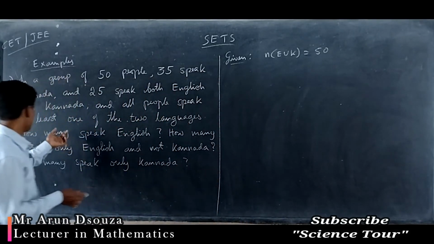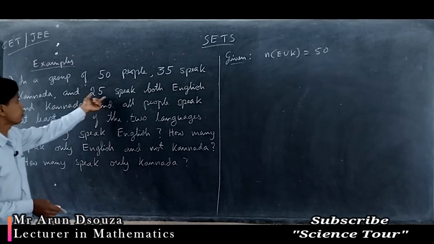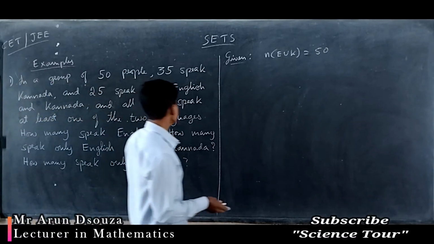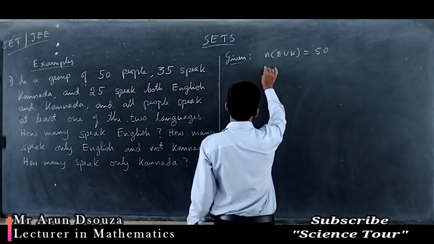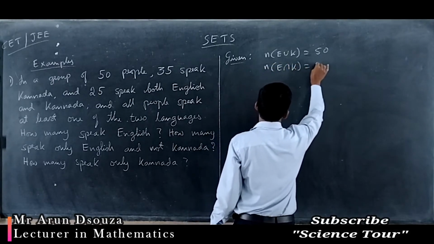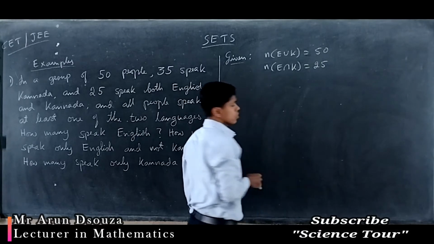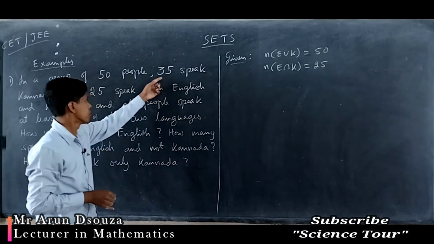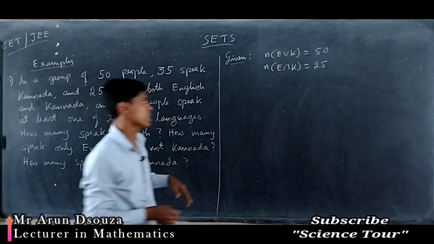Wait for it. Now next, 25 speak both. So both means you have intersection. That is also pretty much easy to understand. Now what is this 35? 35 speak Kannada, so that is N of K.